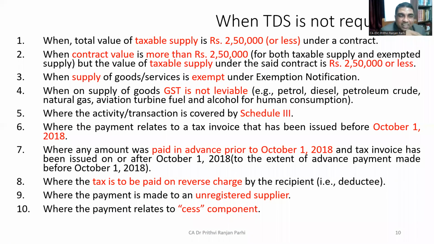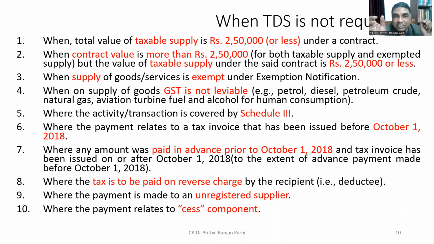Now you see, again, I'm showing you instances where TDS is not required. First of all, when the total value of taxable supply is not exceeding 2,50,000. You are aware of this, right? Second case, the contract value is more than 2,50,000, but the contract consists of both taxable as well as exempted supply, right?